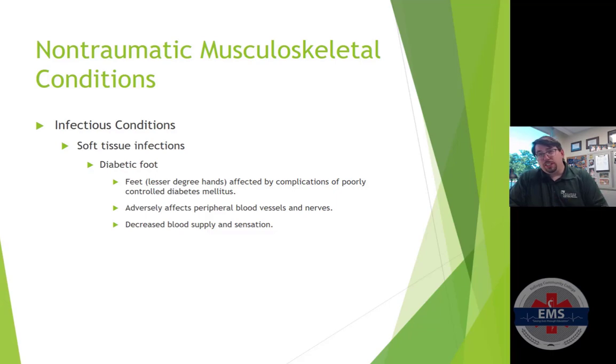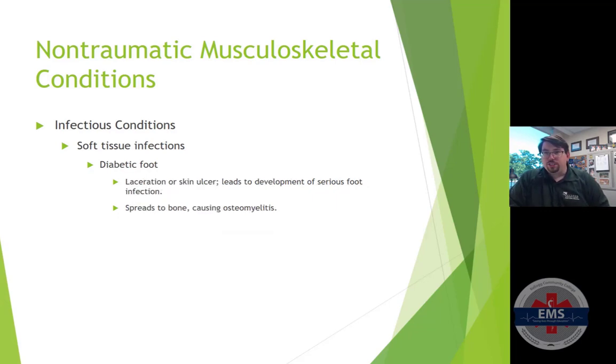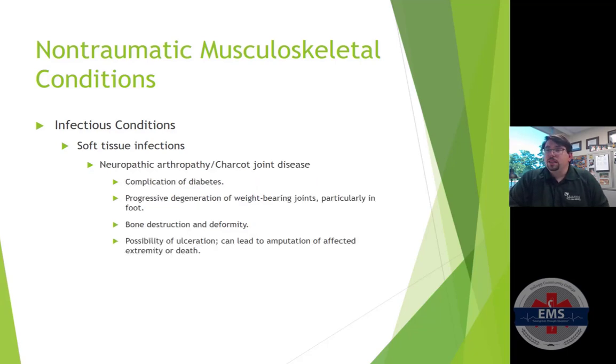If those peripheral blood vessels or nerves are damaged, they're going to have a decreased blood supply, decreased sensation, more likely that they're going to have an infection that can occur. So any type of laceration or skin ulcer leads to development of a serious foot infection, and we know it can spread to the bone and eventually causing osteomyelitis and potentially even having to have the patient's foot or leg amputated. It can be pretty serious when you're dealing with a diabetic foot.